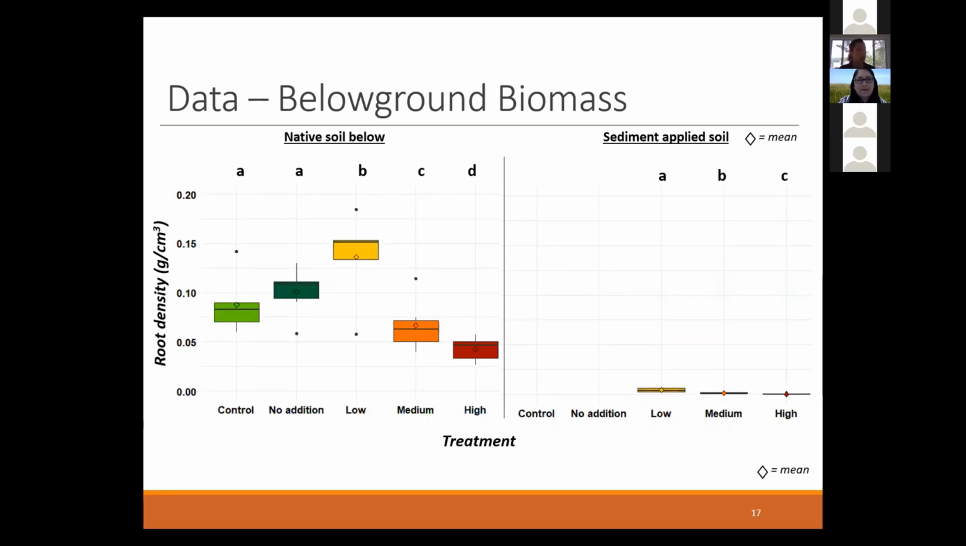And the low treatment, interestingly enough, has the highest root density both in the native soil below and, not as surprising, in the sediment applied because of the aboveground biomass response. But it's really interesting to also point out that while no stems grew in the high treatment, there was some root density, some root growth, both in the medium and the high. So really excited to look at the responses this year and how, if they make it back through.